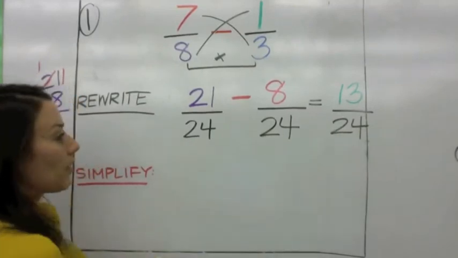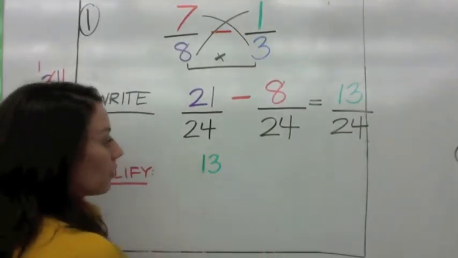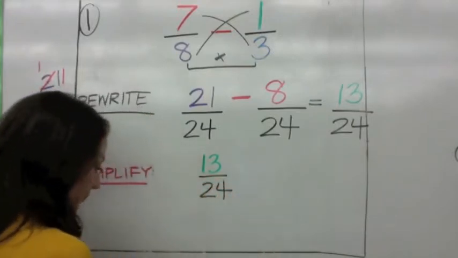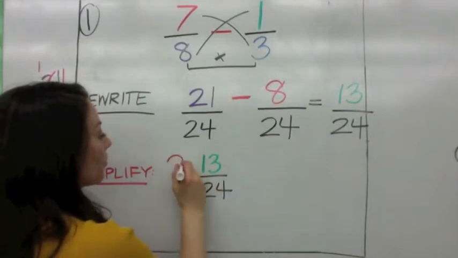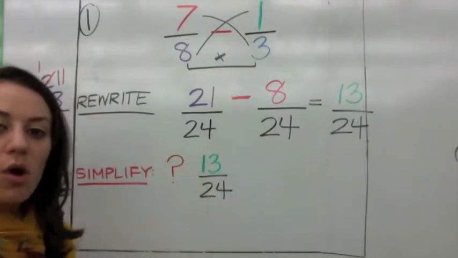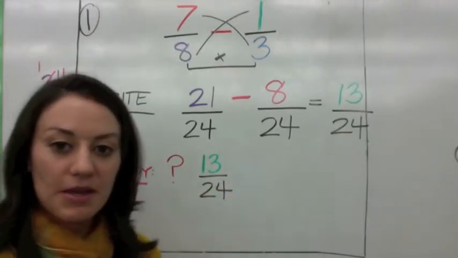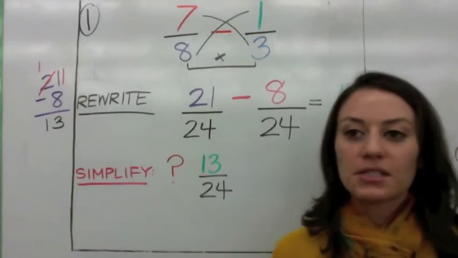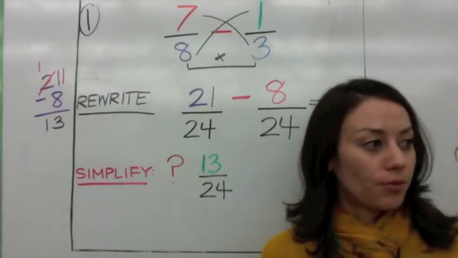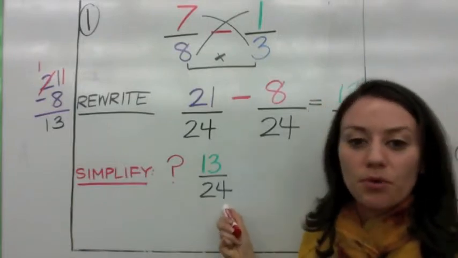So now I'm going to rewrite this fraction: 13 24ths right here. And I'm going to ask you, can you simplify this fraction? Or can you divide the numerator and the denominator by the same number? Who thinks yes? Who thinks no? Okay. Why can't you simplify this? What's the problem?